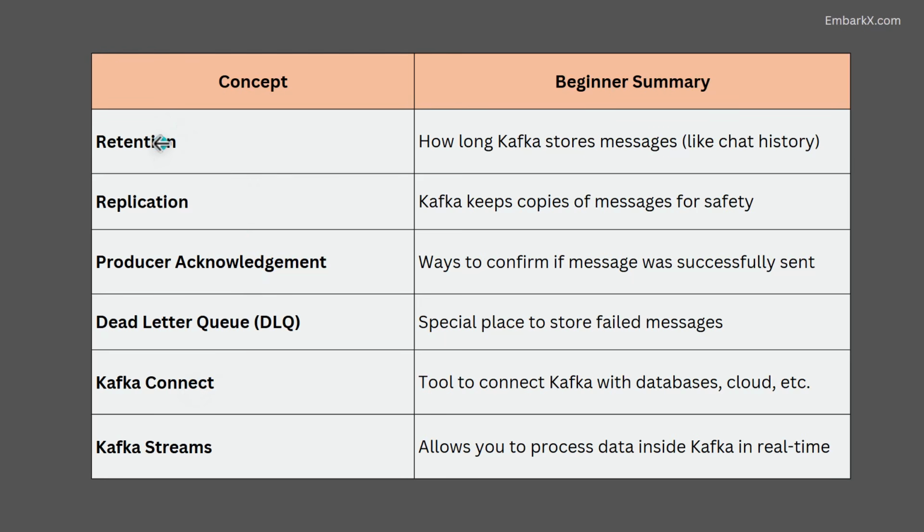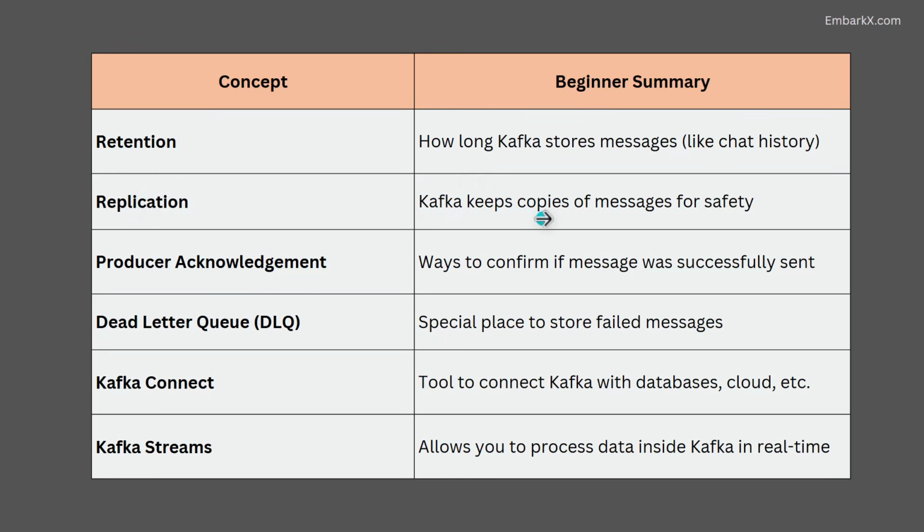So one term is retention. How this is used is, what is the retention of messages in Kafka? What this means is, retention just tells you how long Kafka stores messages. It's like a chat history. So it might be configured to store messages for 30 days, 90 days, 1 month, all of that, right? So that is what retention is.